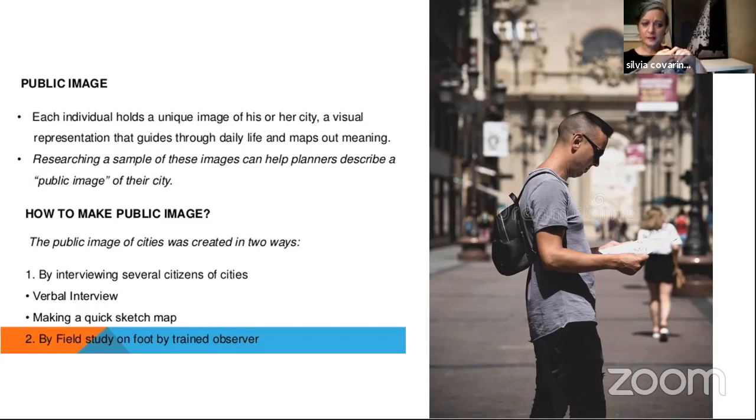How to make a public image? The public image of a city was created in two ways: by the verbal interview, by making a quick sketch map, we can take some information, and by field study on foot and train of the observer.